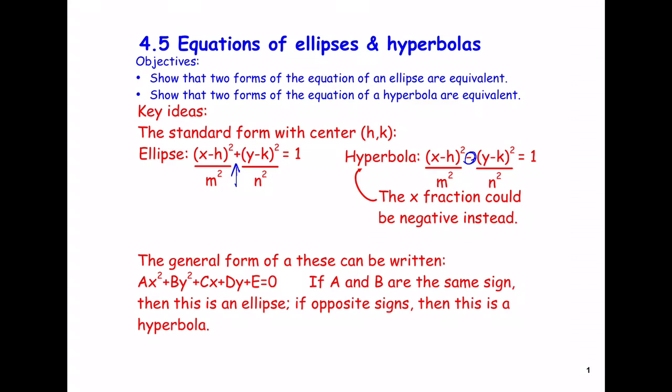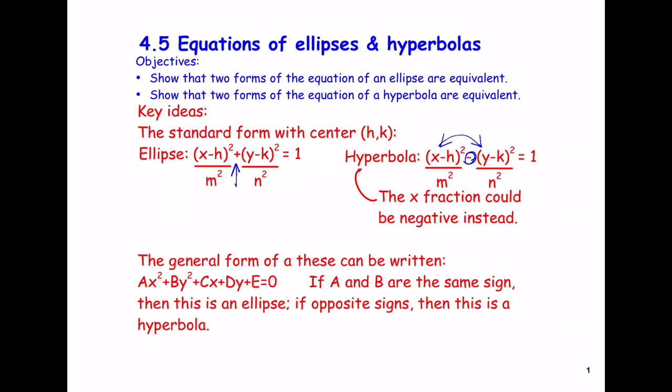The hyperbola is x minus h squared over m squared minus y minus k squared over n squared. So the negative sign denotes that it is actually a hyperbola when one of the variables is negative. The x fraction could be negative instead, which means these two would switch places.